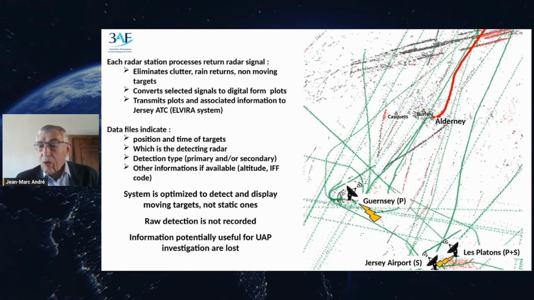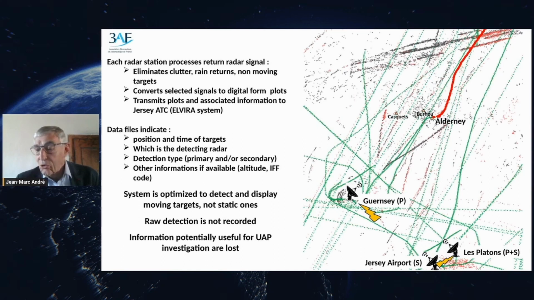The first step in data processing is carried out at each of the radars. The return signal from the radar emission is analyzed and processed. The purpose is to sort out echoes of sufficient amplitude and to eliminate unwanted echoes, for example rain, clouds, the effects of sea state, but also fixed or low-speed echoes, such as birds, by the Doppler-based process. Second step, the selected signals are converted to digital format. This allows the detection to be presented in the form of plots that are displayed on control screens and transmitted to other centers.